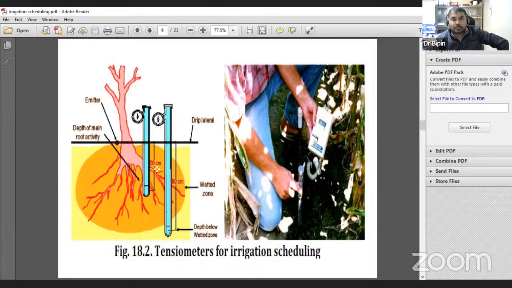This will measure up to 90%. This will measure only 50%. So by seeing this reading, you can judge what the tension of water existing around the root is, and according to that, you can judge when to irrigate, when your plant will find more difficulty to attract the water.